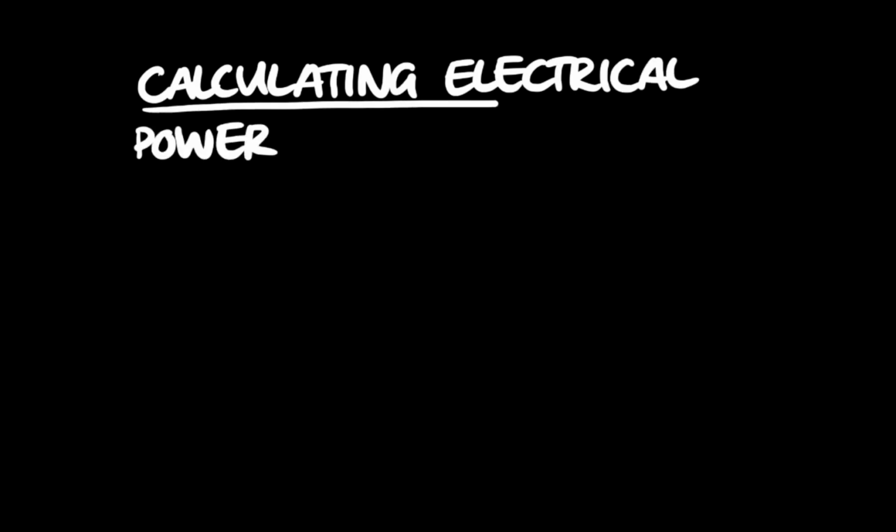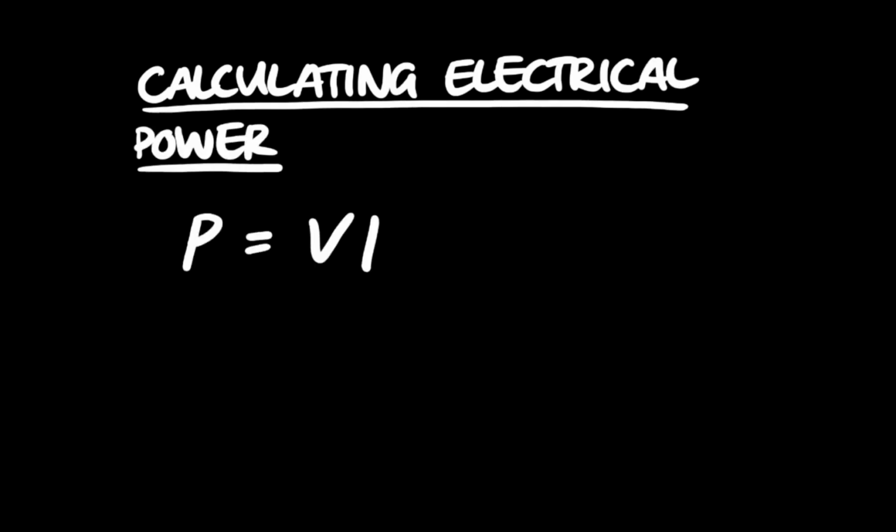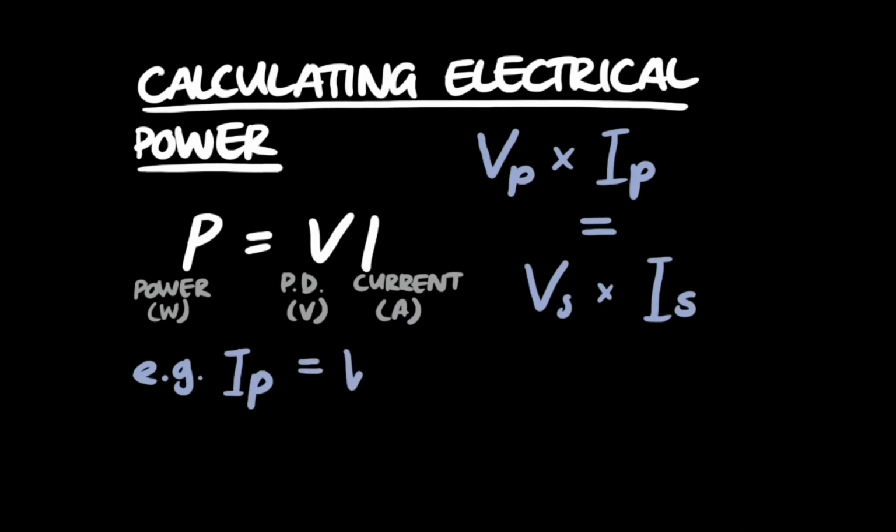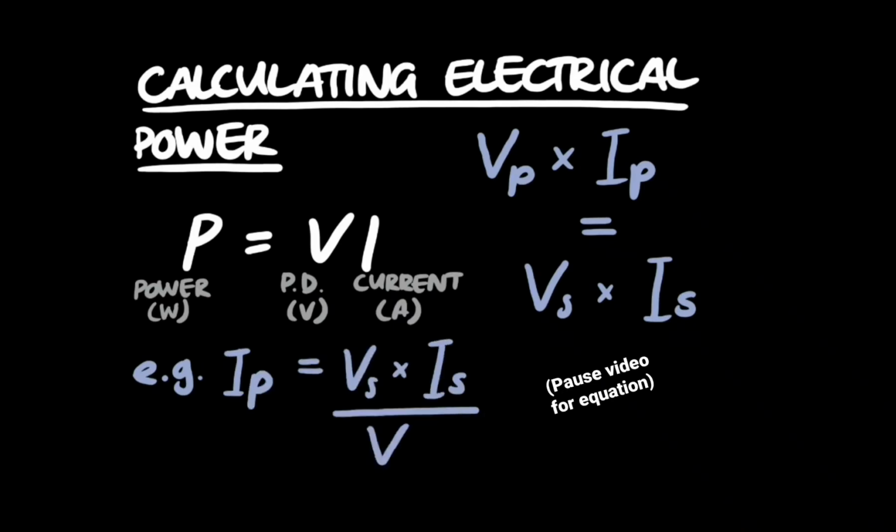It's kind of a similar thing with calculating electrical power, where P is power, V is voltage, and I is current. And we know that the potential difference across a primary coil multiplied by the current in the primary coil is equal to the same thing in the secondary coil. Again, if you rearrange, you can pause the video there and you can look at how we rearrange it and get some answers.